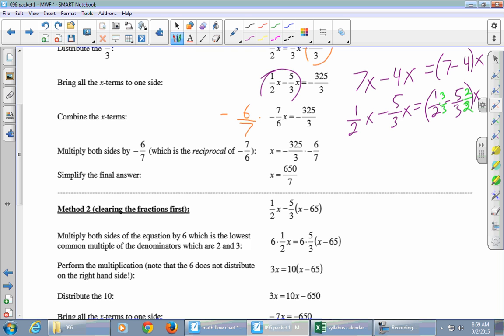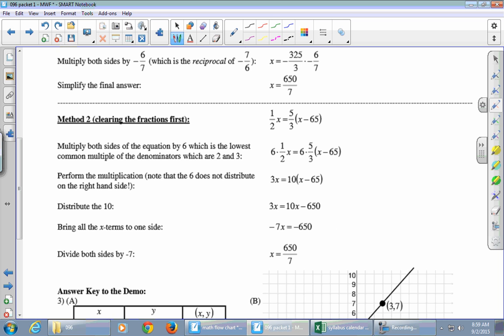What's the fancy word for flipping a fraction over? Reciprocal. Good. So multiply both sides by that reciprocal. All right. So negative 6/7 over there. It completely disappears on the left. Again, you got more fraction arithmetic on the right. Turns out you get 650/7, and that's the answer. That's not a very nice problem for a teacher to show you on the first day, is it? So let's take a look at a better option. Same first equation.